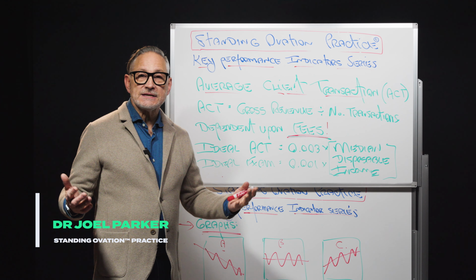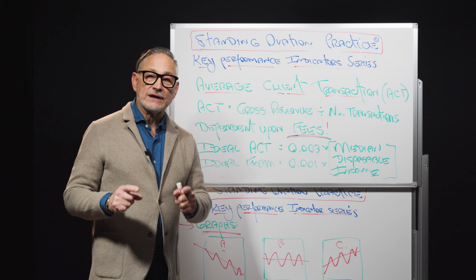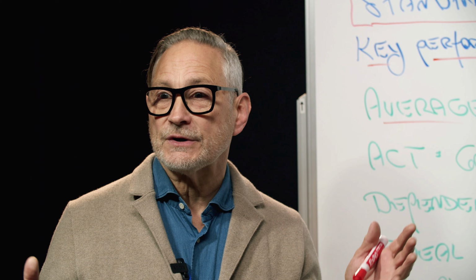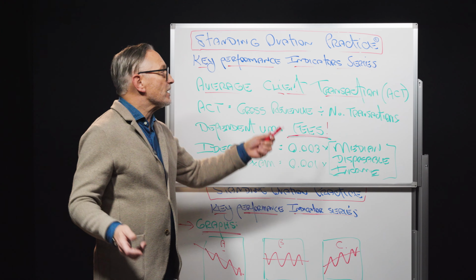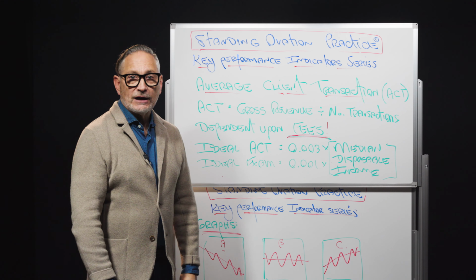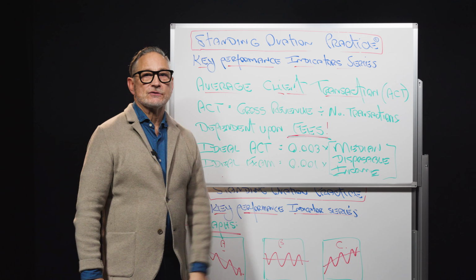Listen, I spent 17 years in private practice and another 20 consulting private practice owners and managers just like yourselves. What I've done here in the Standing Ovation Practice series is start to glean out what were successful actions. This week we're talking about the Key Performance Indicators series, the KPIs, and I want to focus specifically here on the average client charge.